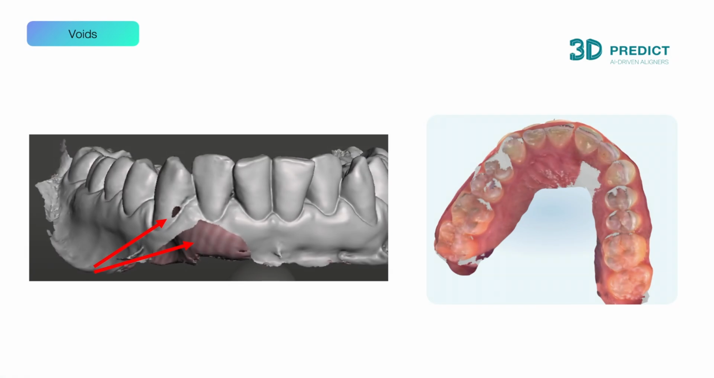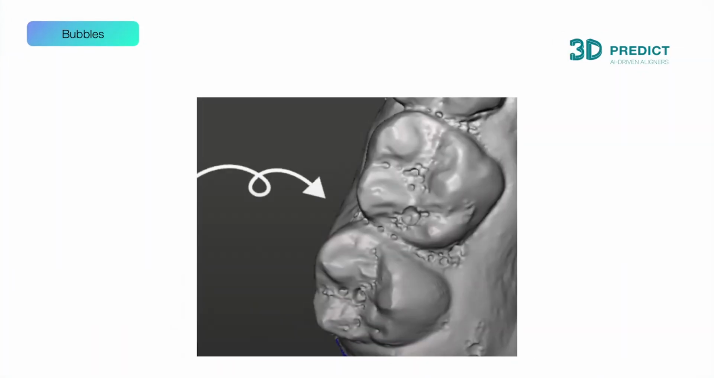The first issue that we observe are voids. To avoid them, make sure to stay on the tooth long enough so that you capture its full anatomy. If you notice voids after scanning, you can just rescan this specific area instead of the whole arch. Also, to avoid bubbles, please make sure to dry all teeth surfaces and maintain good isolation.